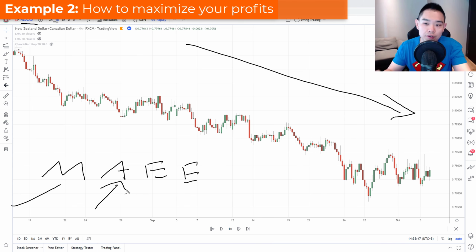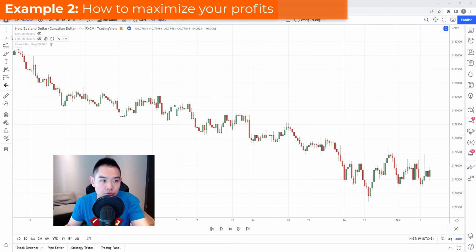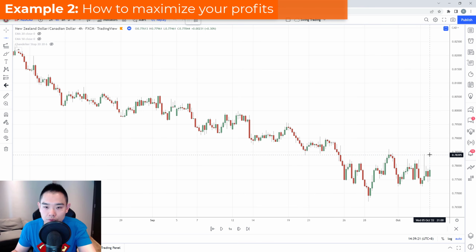In this case, area of value is at resistance. Fantastic. So let's cover this first too. The market is in a downtrend. Area of value, I'll probably highlight this one over here. That's probably the key one that I'll pay attention to.